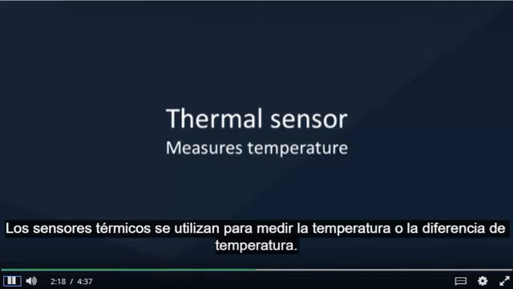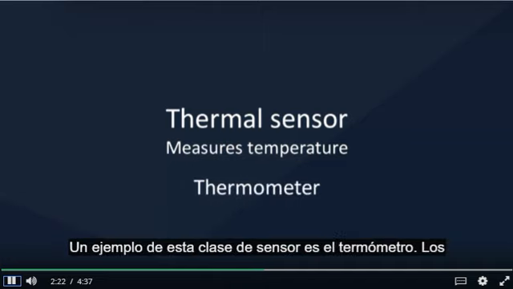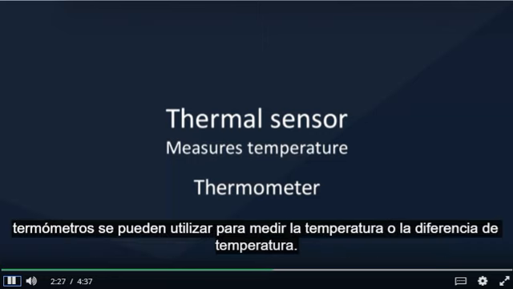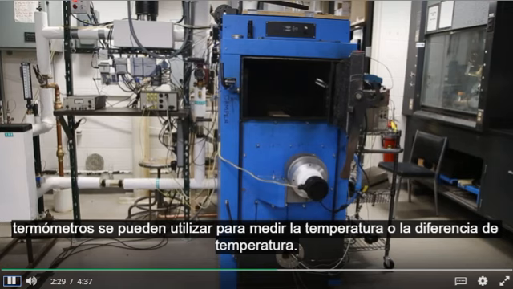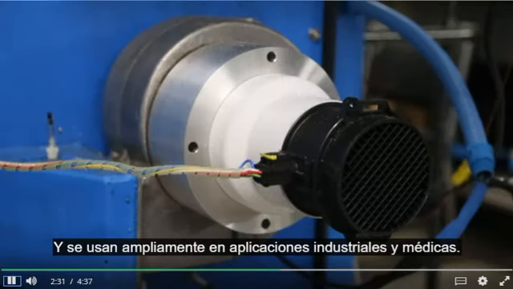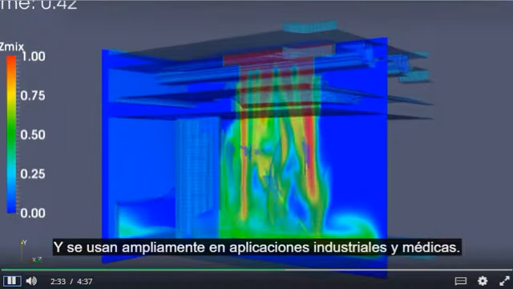Thermal sensors are used for measuring temperature or difference in temperature. An example of this class of sensor is the thermometer. Thermometers can be used to measure temperature or temperature difference, and they are used widely in industrial and medical applications.